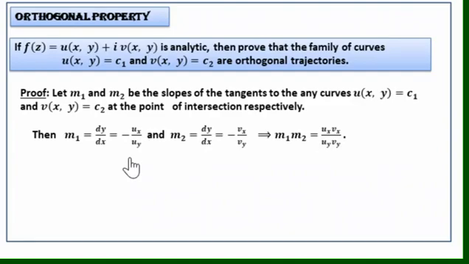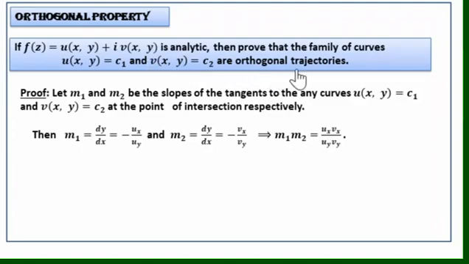Okay, and similarly for the second curve, dy by dx is minus ∂v/∂x divided by ∂v/∂y. So if we multiply them together, m1 into m2 is minus into minus plus, uₓ into vₓ divided by uᵧ into vᵧ. We need to prove that m1 into m2, the product, is equal to minus 1, so that the curves will be orthogonal trajectories.